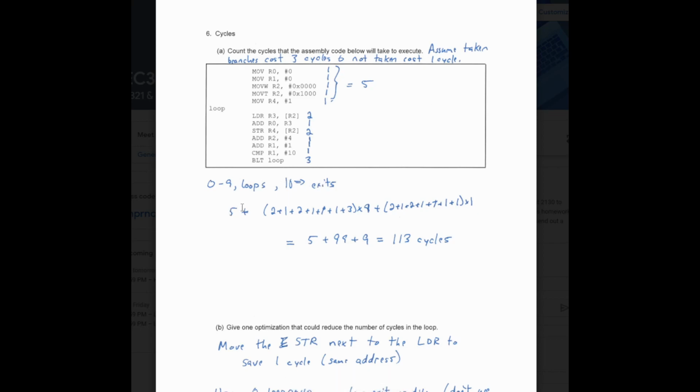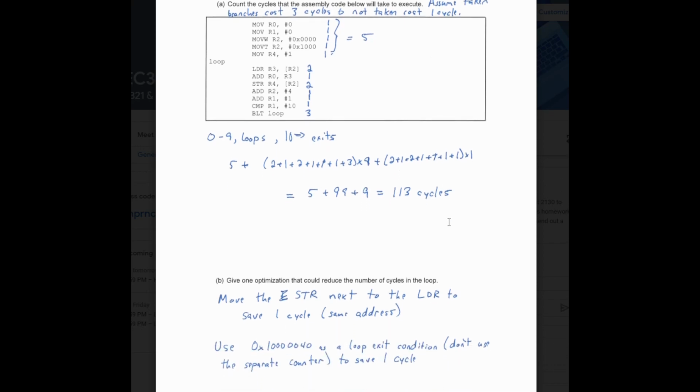And so we have 5 cycles at the beginning, the prologue, plus 2 plus 1 plus 2 plus 1 plus 1 plus 1 plus 3 when we're taking the branch, when we're going back, that costs 3 cycles, times 9 iterations that we are going to loop. Plus, same thing, 2 plus 1 plus 2 plus 1 plus 1 plus 1, plus 1 cycle for the not taken branch when we don't loop, times the 1 iteration where we don't go back to the top. And so then that's 5 plus 99 plus 9 is 113 cycles.